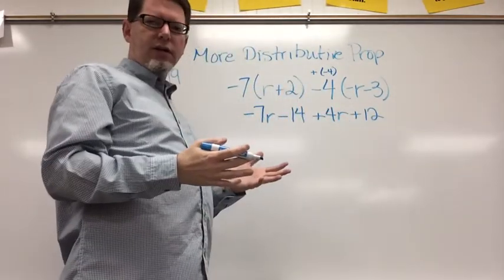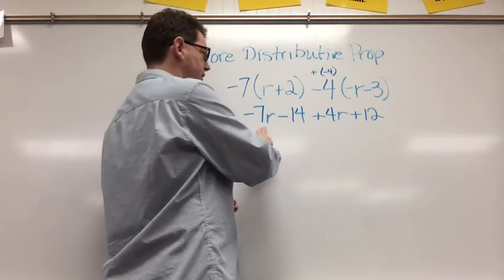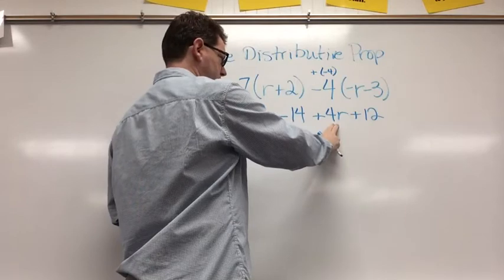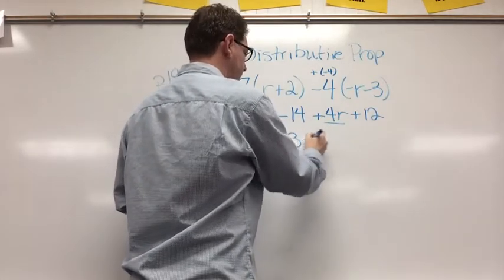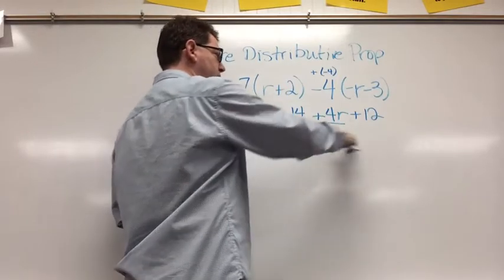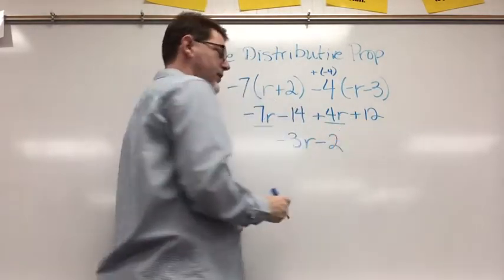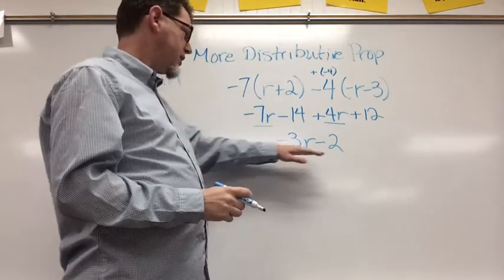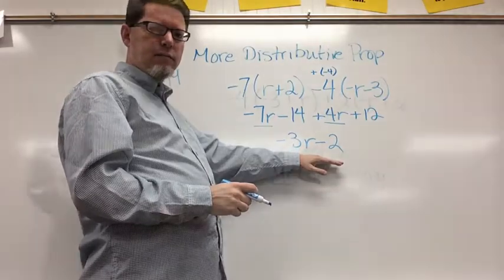And now we look for like terms to see if we can combine any like terms. -7r plus 4r would be -3r, and -14 plus 12 is -2. So our final expression for this is -3r minus 2.